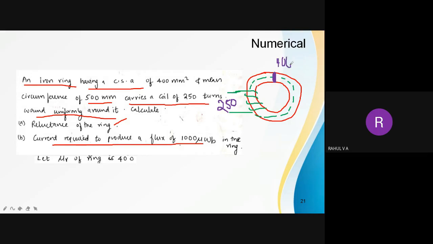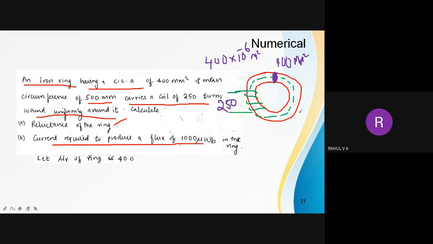400 mm square. Okay, so for our calculation we actually require everything in meters. In all the numericals we are going to do in this module, we need to convert whatever is in centimeters or millimeters to meters. So 400 mm square is the area. When you convert it into meters, the value is 400 into 10 raised to minus 6 meter square.